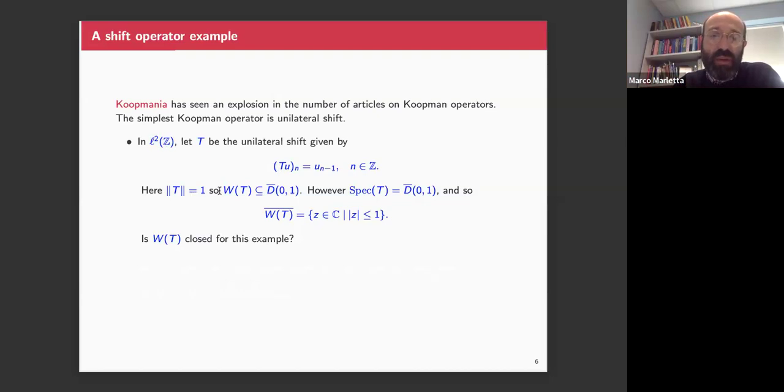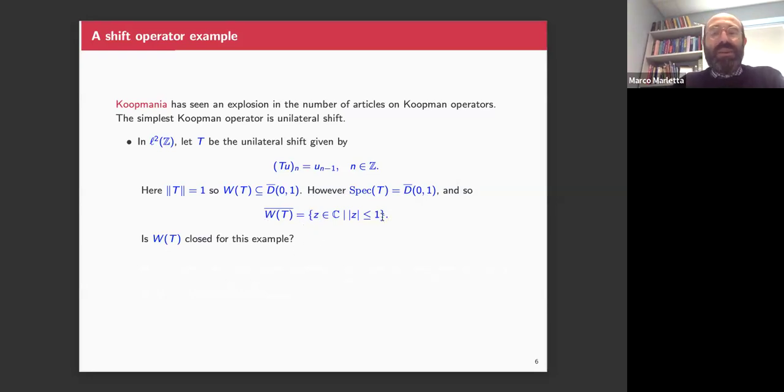Of course, this operator has norm 1. So then we know its numerical range is contained in the closed unit disk. We also know that, this is wrong, this should say the spectrum of T is the unit circle. Okay, so the spectrum of the unilateral shift is the unit circle. And then because we know that the numerical range has to contain the convex hull of this spectrum, the closed numerical range has to be the closed unit disk, right?